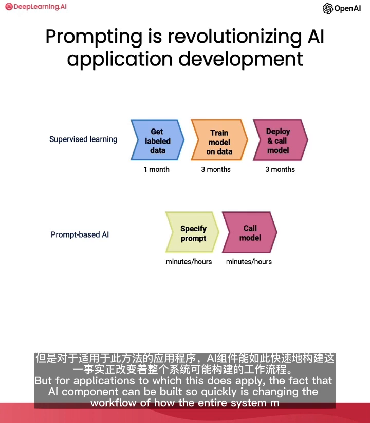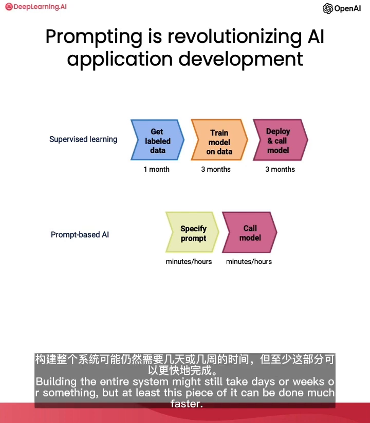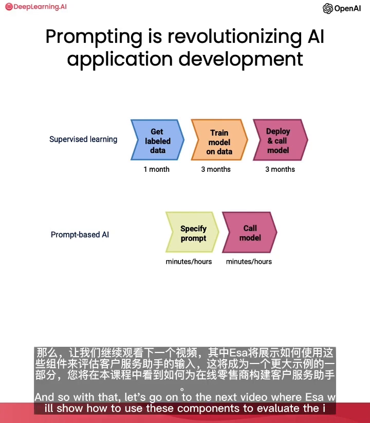But for applications to which this does apply, the fact that AI components can be built so quickly is changing the workflow of how the entire system might be built. Building the entire system might still take days or weeks or something, but at least this piece of it can be done much faster. And so with that, let's go on to the next video where Isa will show how to use these components to evaluate the input to a customer service assistant. And this will be part of a bigger example that you see developed through this course for building a customer service assistant for an online retailer.